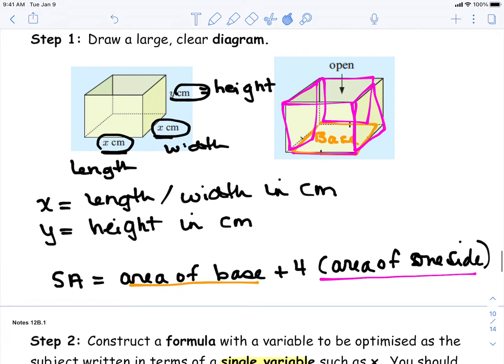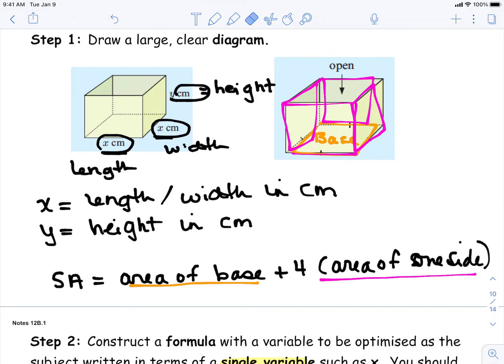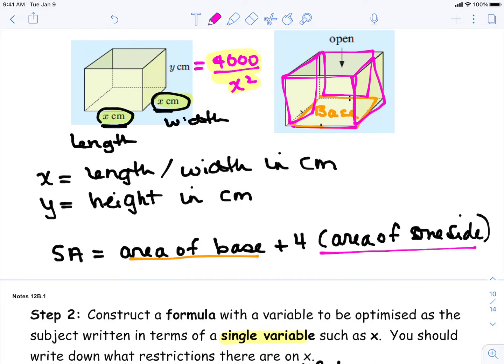So now we can go back up. This y in respect to x is 4,000 over x squared. So now I have all three sides as the same variable x. Now we're able to use that formula right here, our surface area formula.